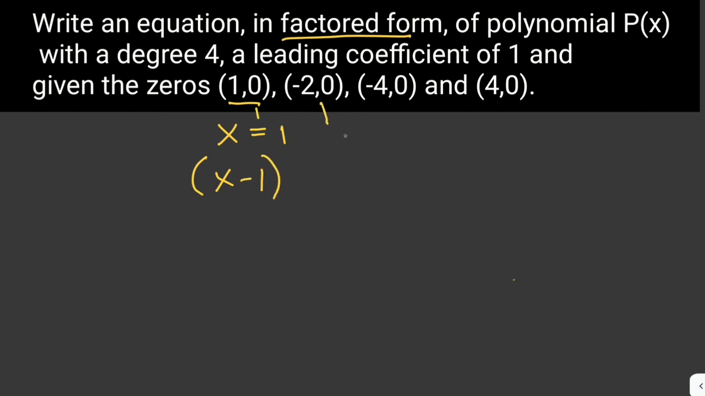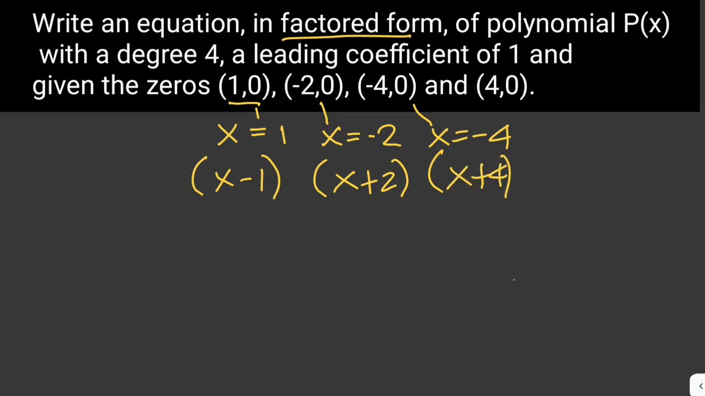And then this one is x equals negative 2, so this is x plus 2. Then x equals negative 4, so the factor is x plus 4. Then we have (4, 0), which means x is equal to 4, and the factor is x minus 4.